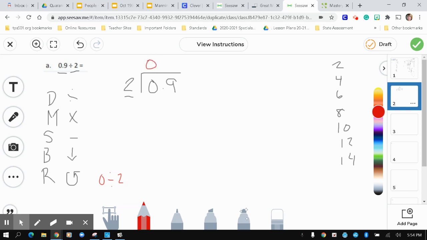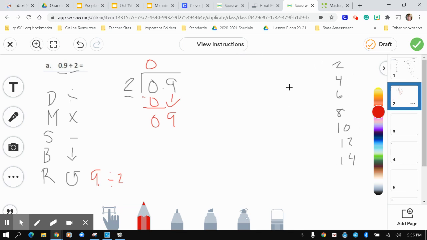So now I'm at multiply. So 2 times 0 is 0. Now I'm at sister, which is subtract. So 0 minus 0 is 0. Now I'm at brother. So I'm going to bring down my 9. So now I'm at repeat. So I go back up and I divide. So now instead of 0 divided by 2, I have 9 divided by 2.